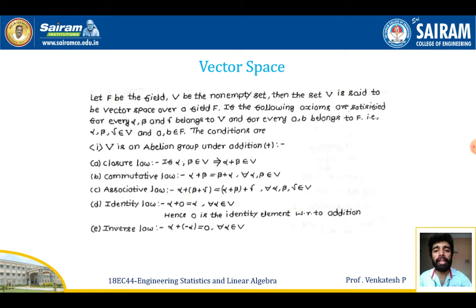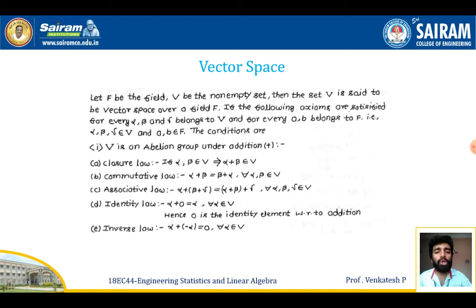To define a vector space, we must have a non-empty set and a field. Let F be the field and V be the non-empty set. Then the set V is said to be a vector space over a field F if the following axioms are satisfied. For every alpha, beta and gamma belonging to the non-empty set V, and for every a, b belonging to F, where a and b are called scalars with respect to the field F.